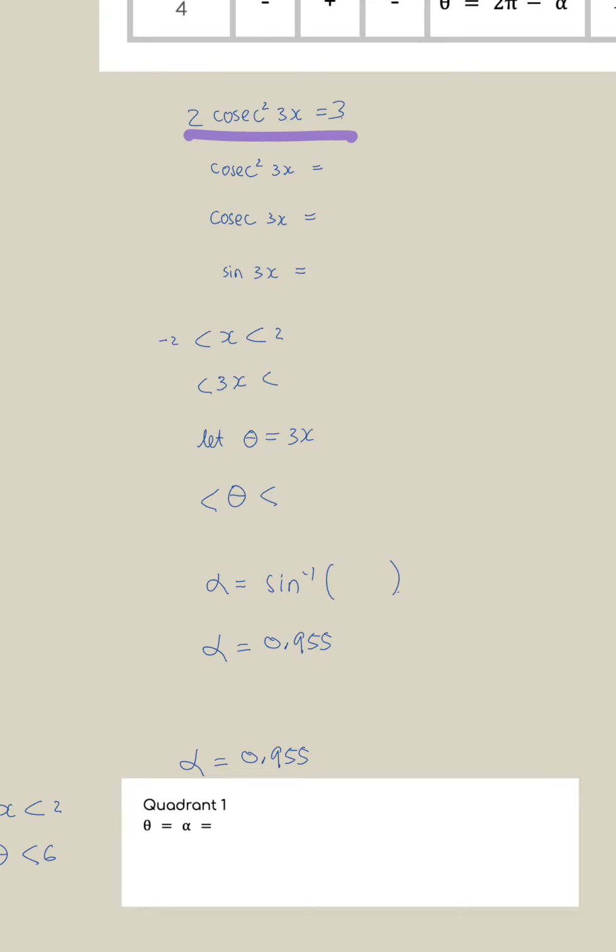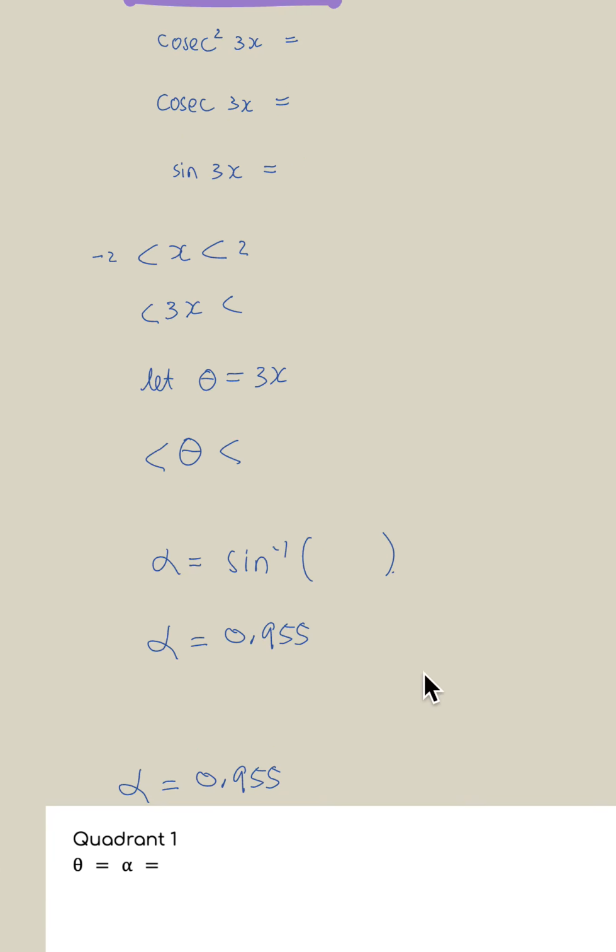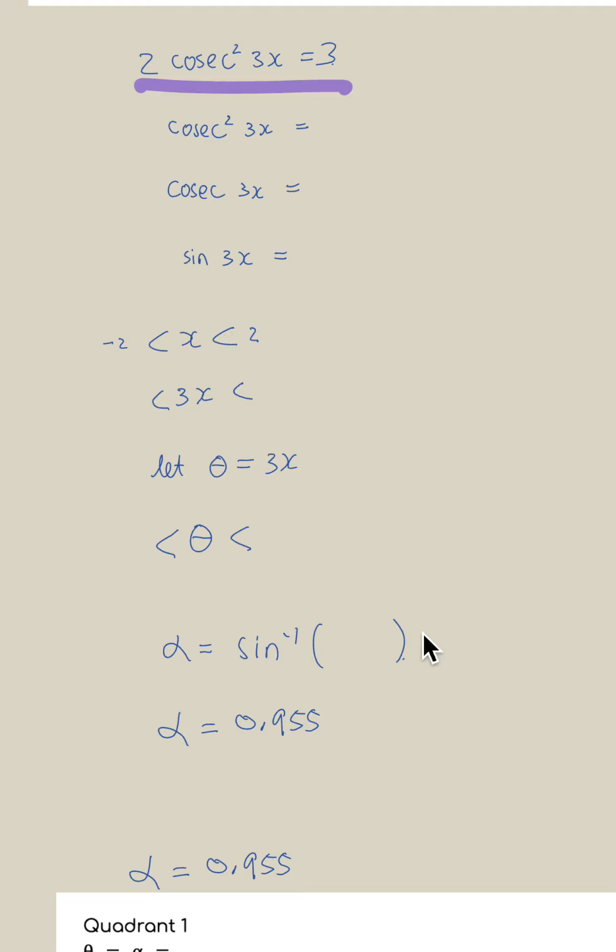We are going to do a simple trigonometry question today. This is the question: 2 cosecant square 3x is equal to 3. You are asked to find the angle, and the range of values of x is given below here. x is between -2 to +2. So that's the question. And since we've been doing this for quite some time, I think you're not going to have a problem with this.